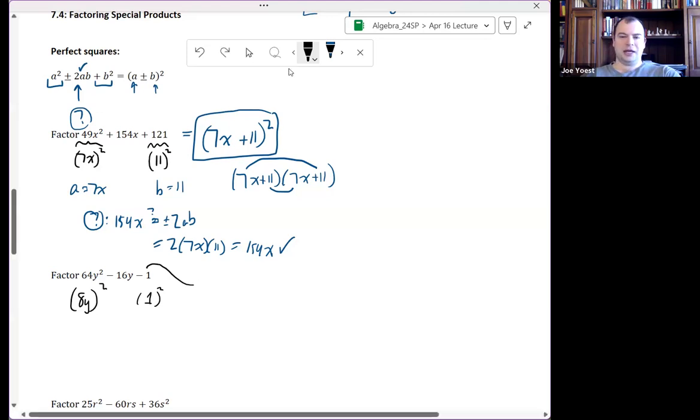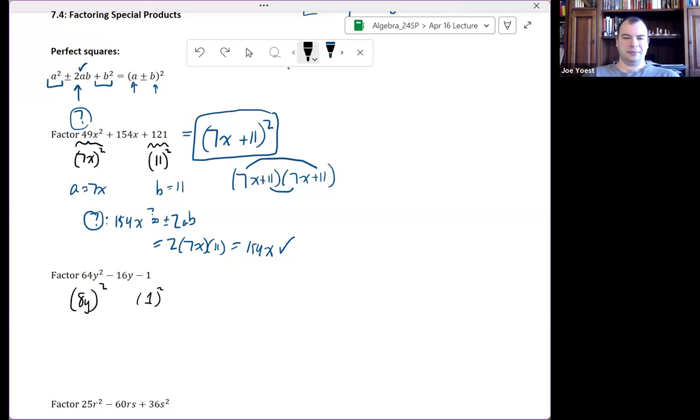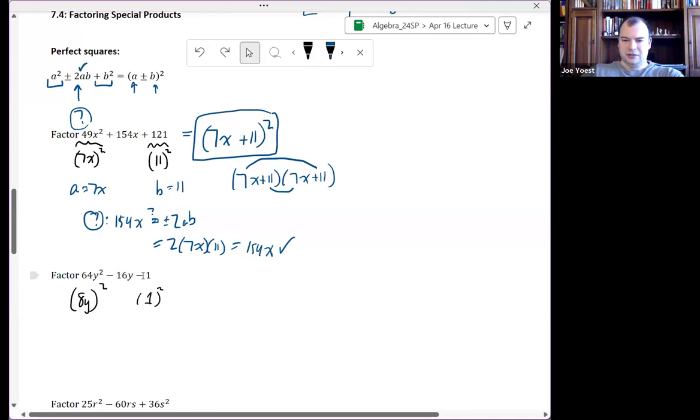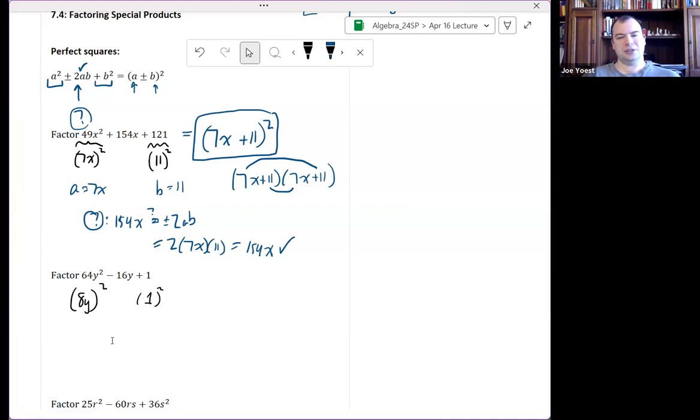So as it stands now, we wouldn't be able to use perfect squares on this problem. We might try something like the AC grouping method to see if we could get a result that way. However, for sake of continuing on with the problem, let's suppose that we had a plus here. Now, does it fit the perfect squares pattern, at least at first glance? And yeah, now it does seem to.